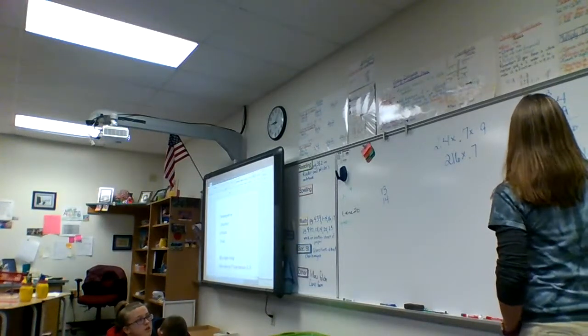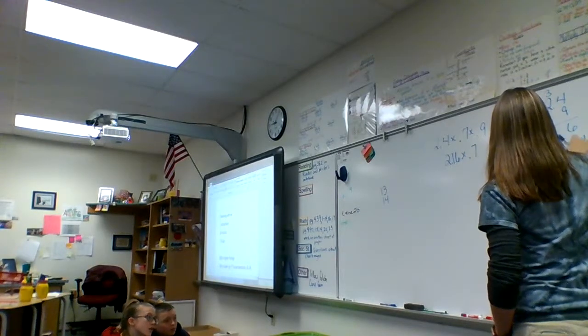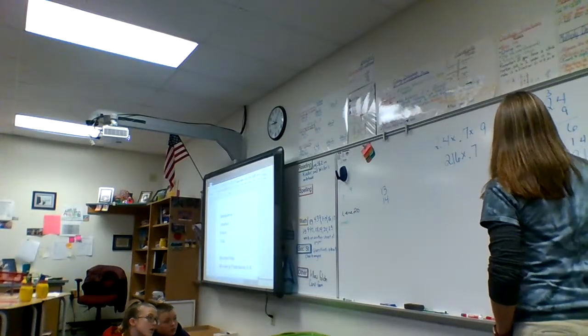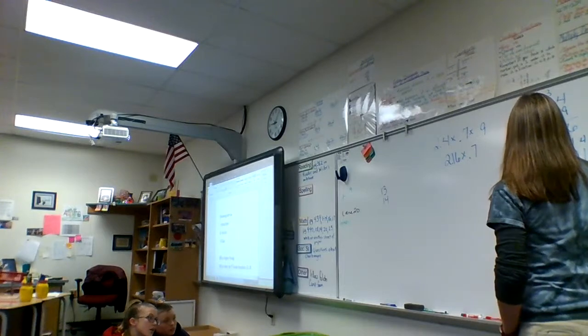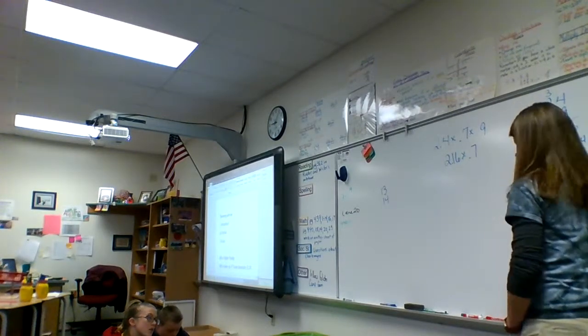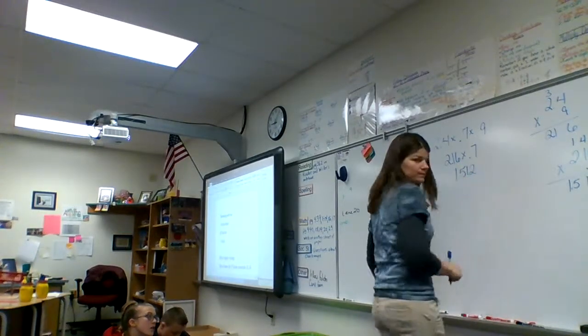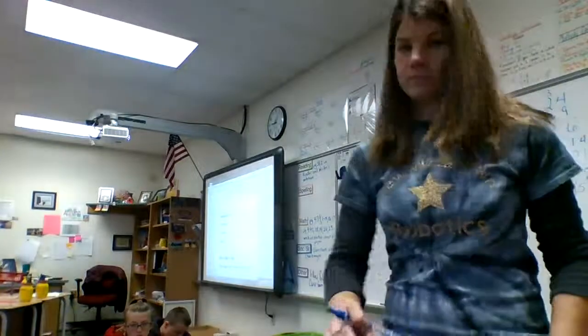Okay, so then 7 times 6 is 42. 7 times 1 is 7, 8, 9, 10, 11. 7 times 2 is 14, 15. 1, 2, 3 spots. 1.512. I did that times 0.7, which is 1.512.